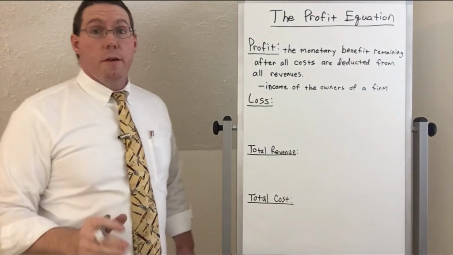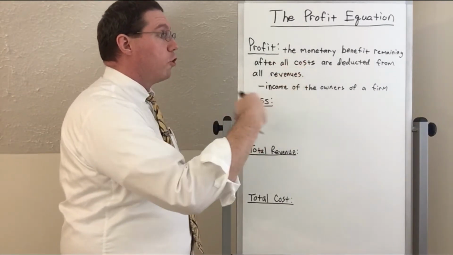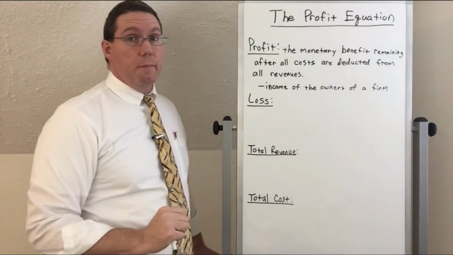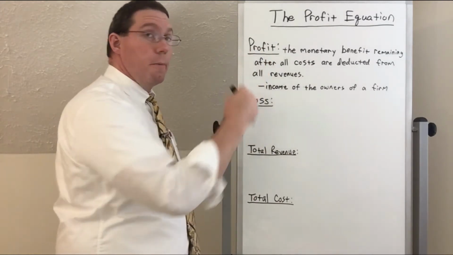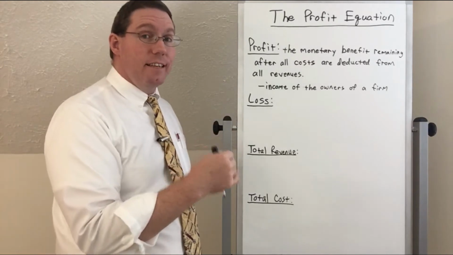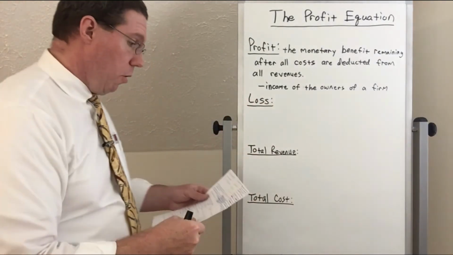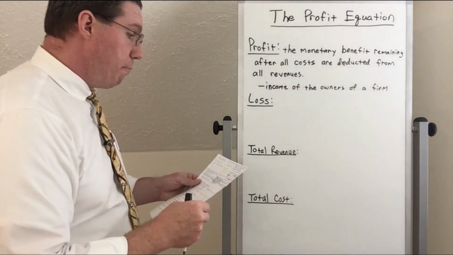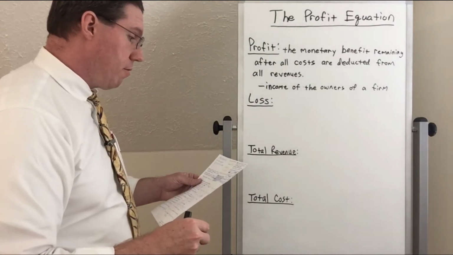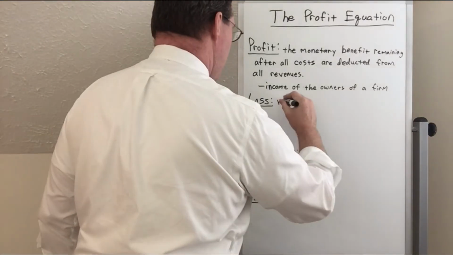Now, sometimes the costs of doing business are greater than the revenues from doing business, and then the profit number actually winds up being a negative number. When profit is negative, we don't call it profit, we call it a loss. So a loss is negative profit experienced when total cost exceeds total revenue.